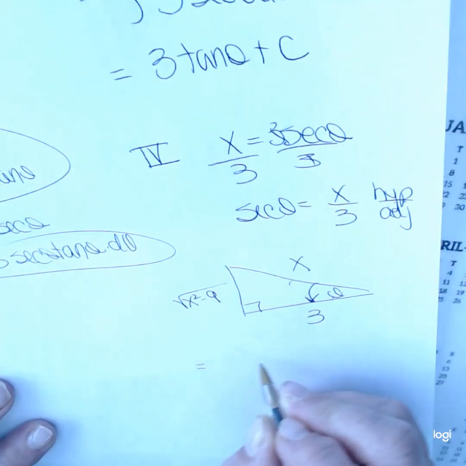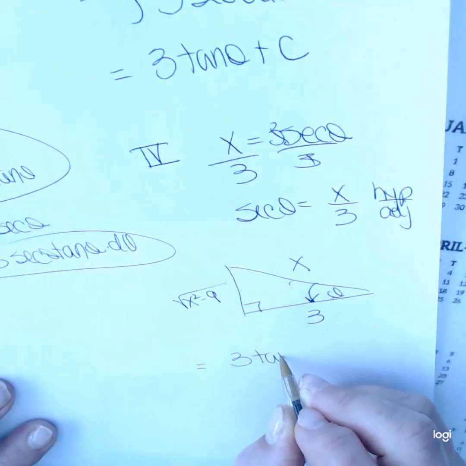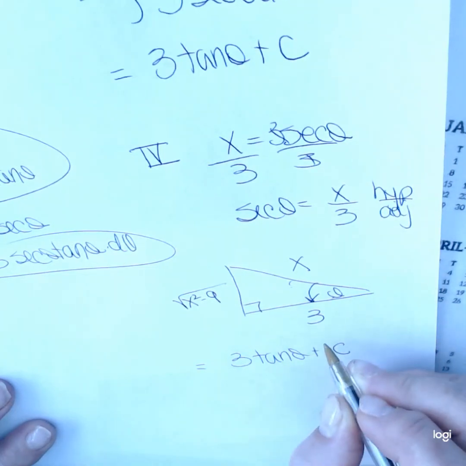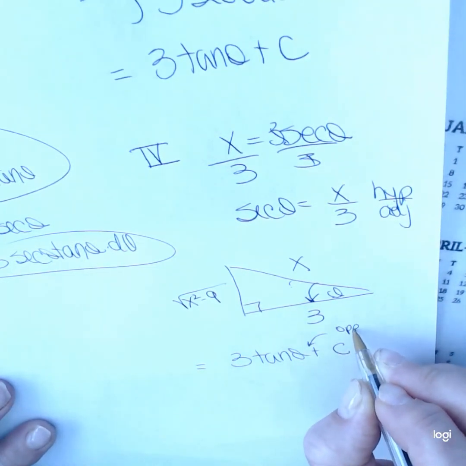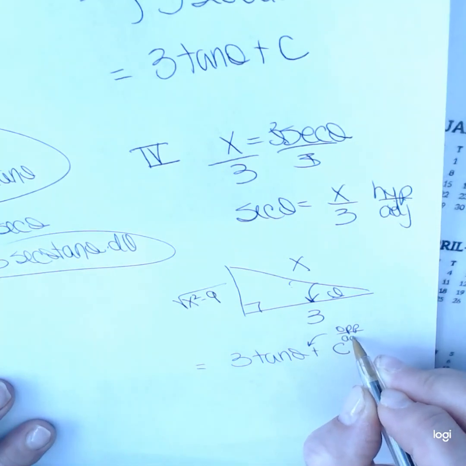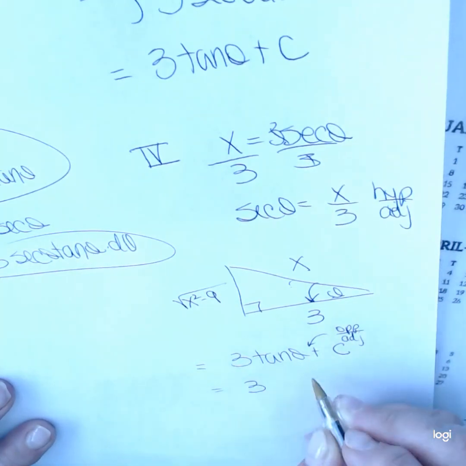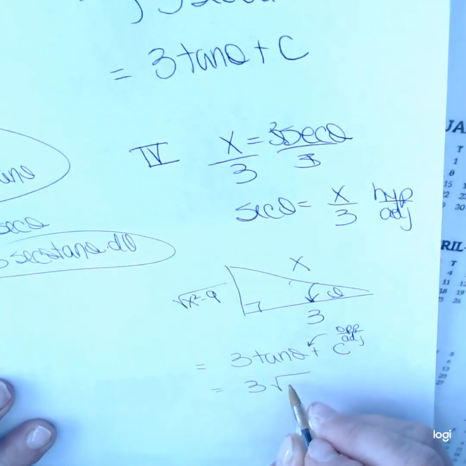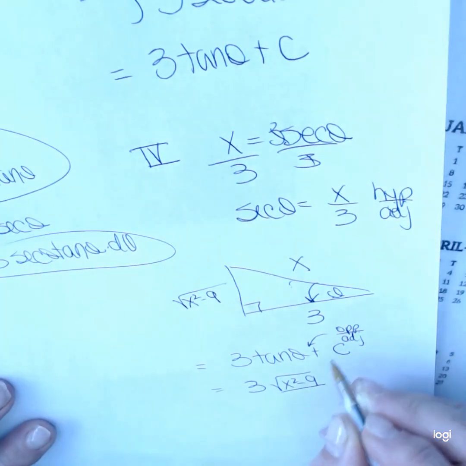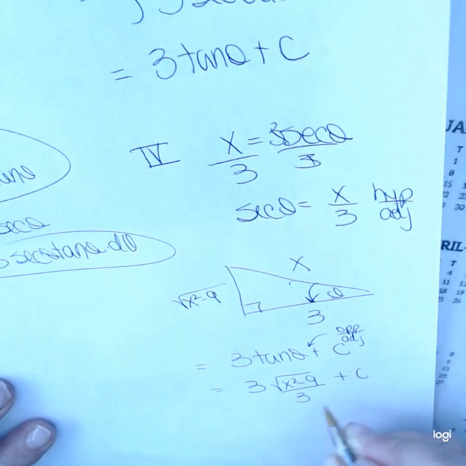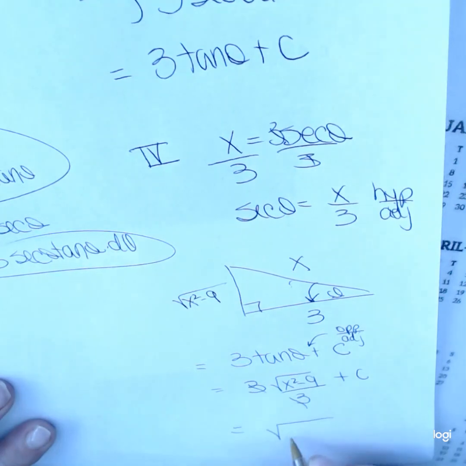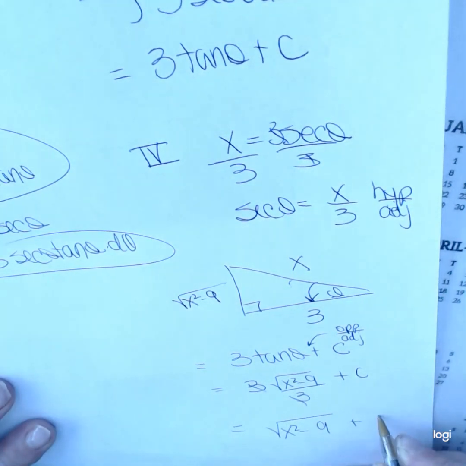And then taking our answer, which was 3 tangent of theta plus c, and knowing that the tangent of theta is equal to the opposite over the adjacent, this is going to give us 3. The opposite side is the square root of x squared minus 9. Adjacent side is 3, plus c. So we simply get the square root of x squared minus 9 all plus c.